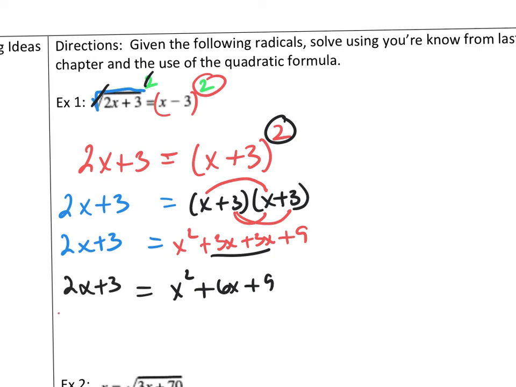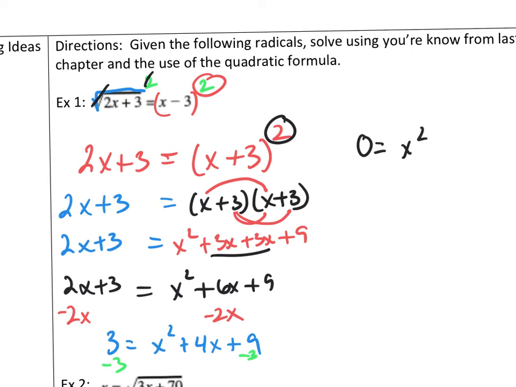Now from here, I'm going to subtract over my 2x to leave you with 3 equals x squared plus 4x plus 9. And then finally, I'm going to subtract my 3 over to give you the final result of 0 equals x squared plus 4x plus 6.